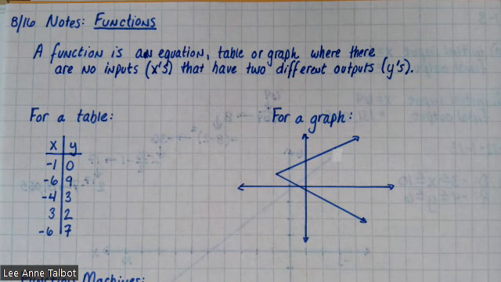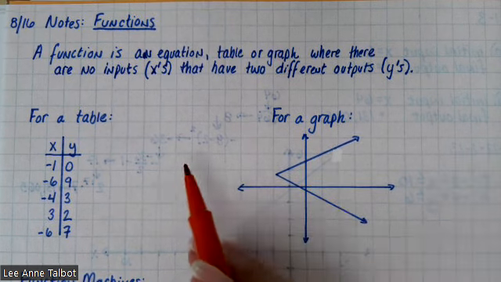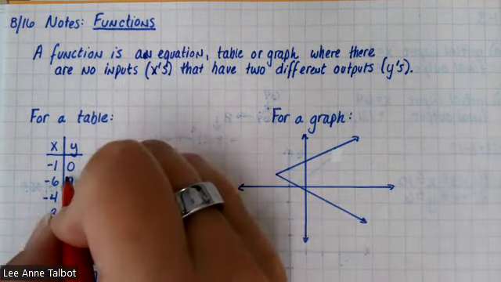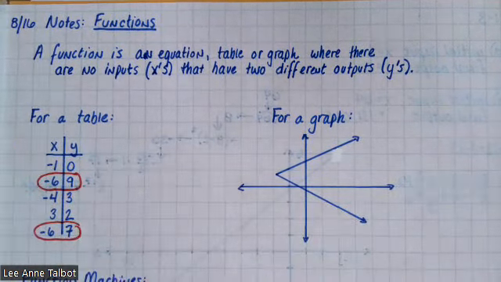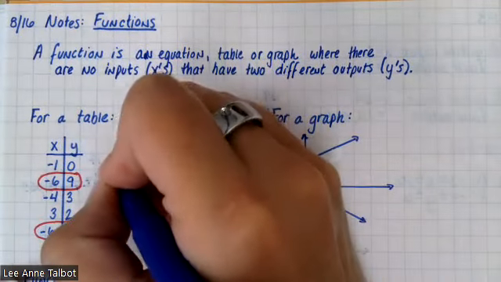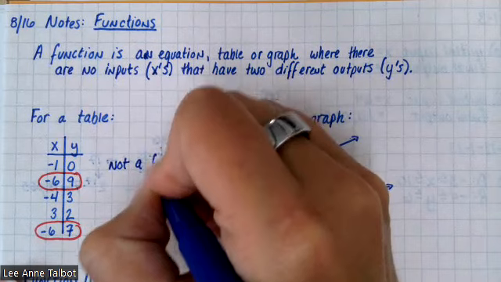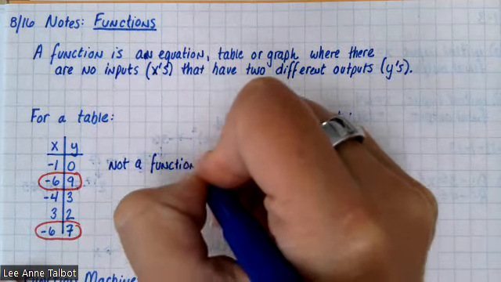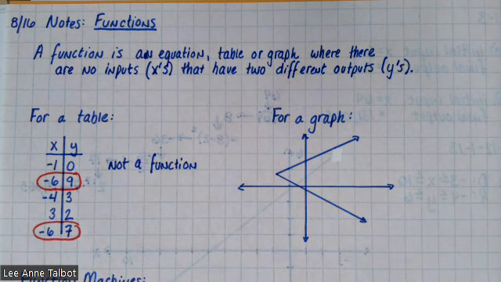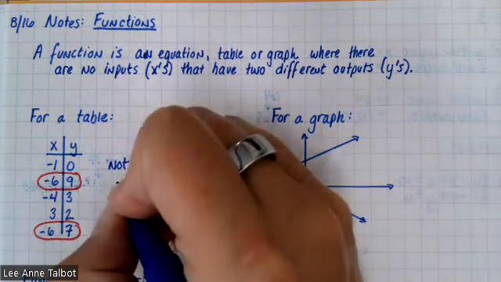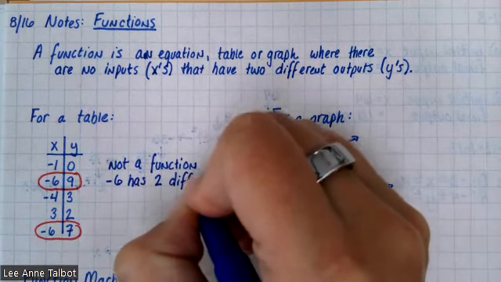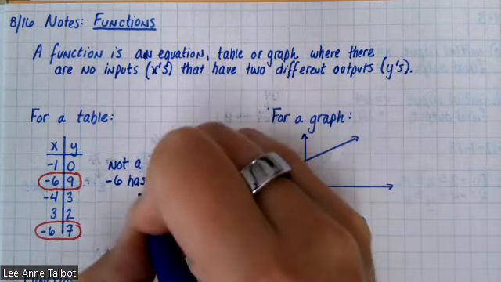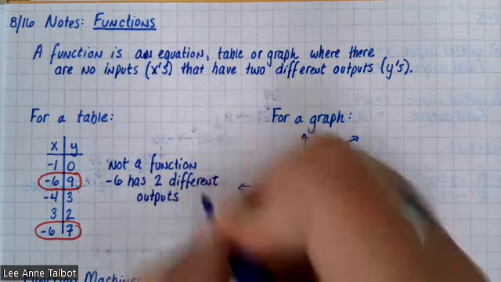So these are both not a function. I think it's easier to see when you can tell it's not a function. And I'm going to take a red pen and I'm going to circle this and this. And I'm going to say not a function. -6 has two different outputs.